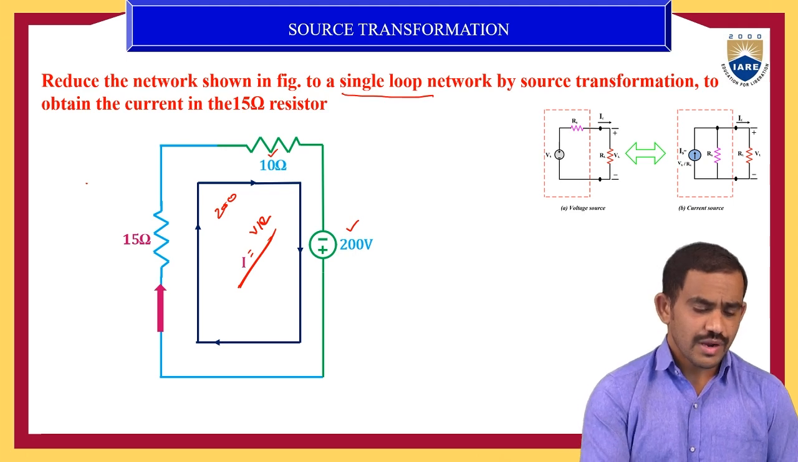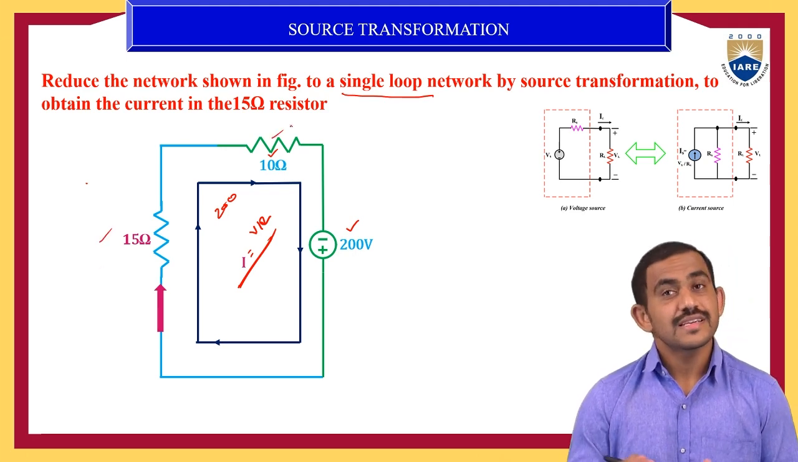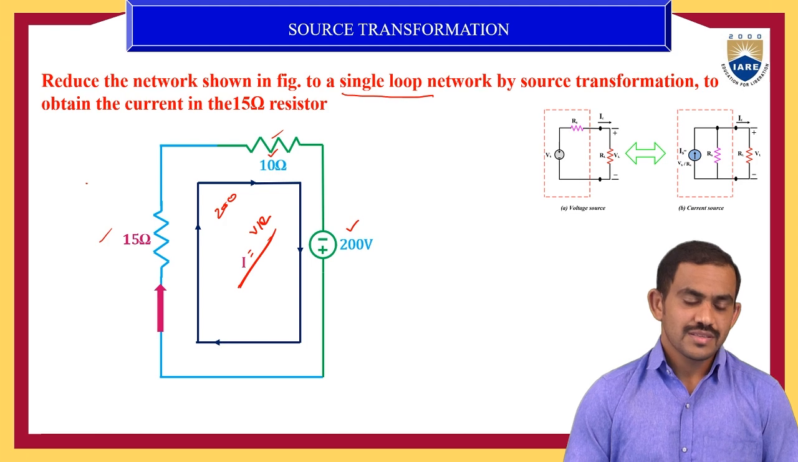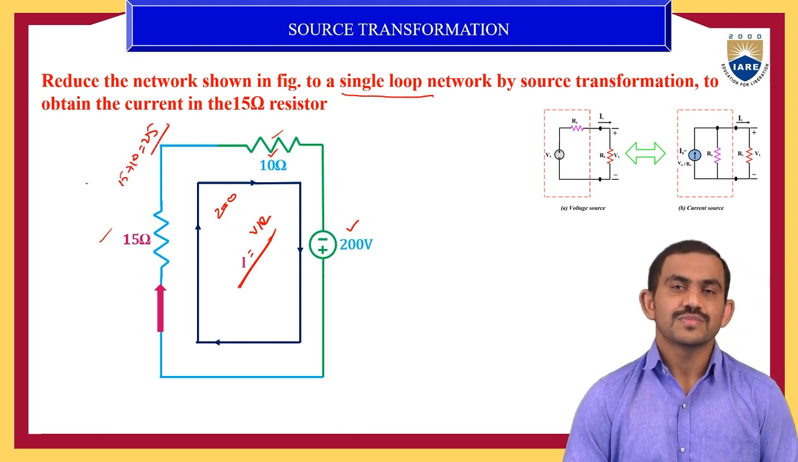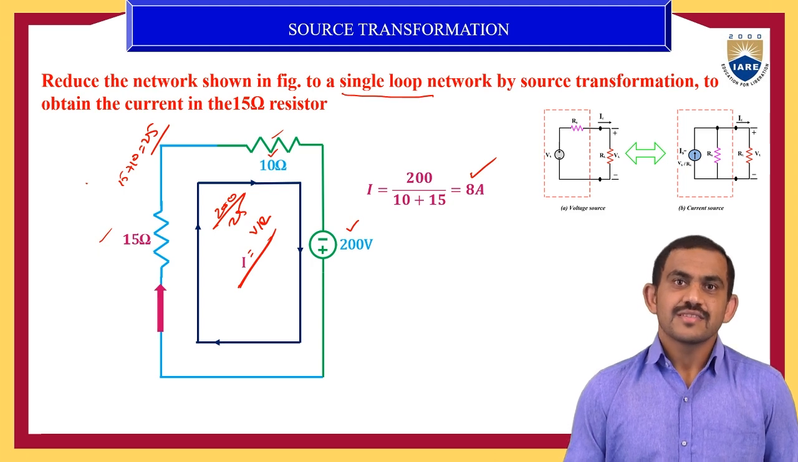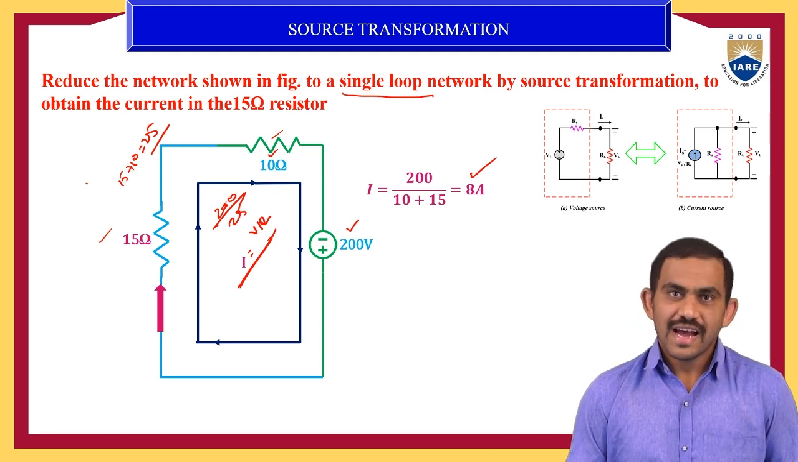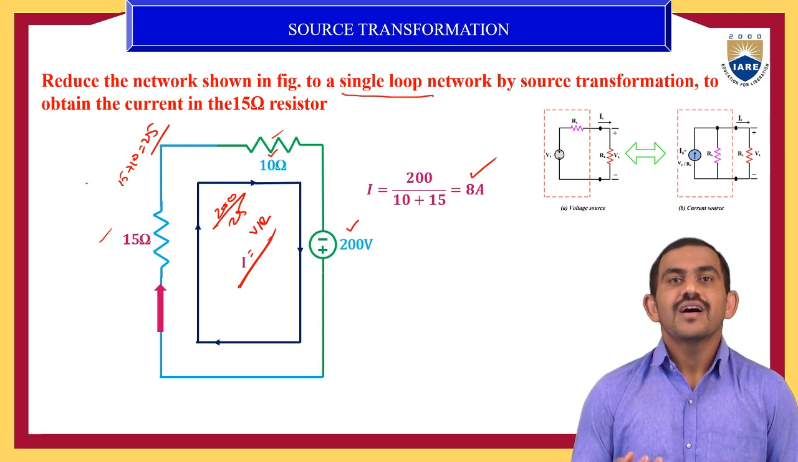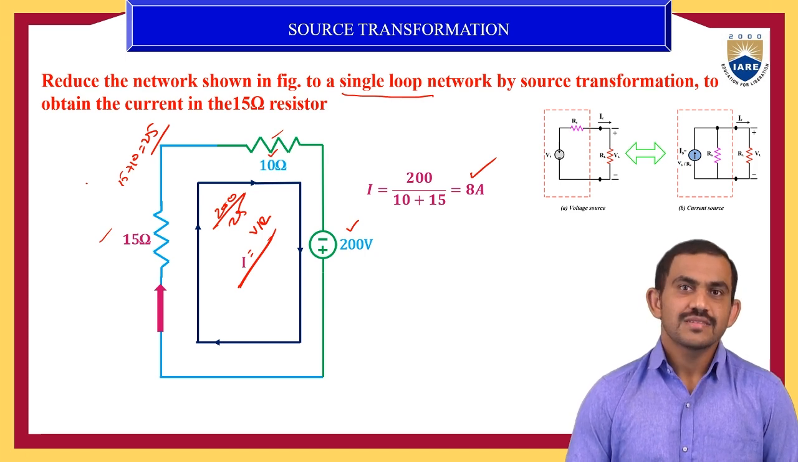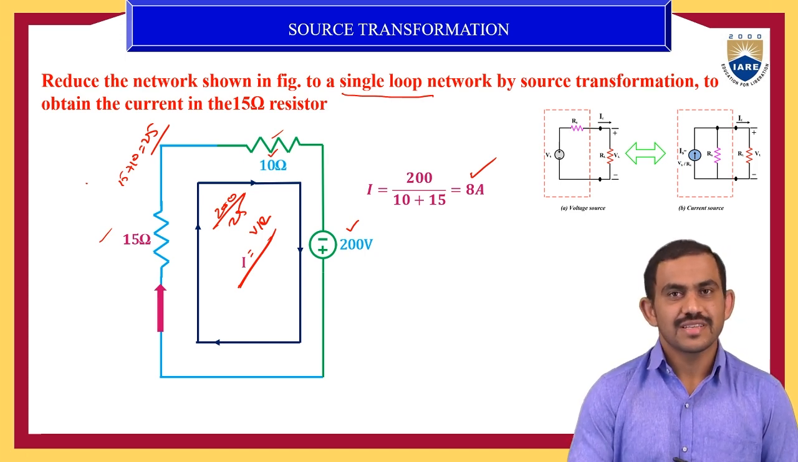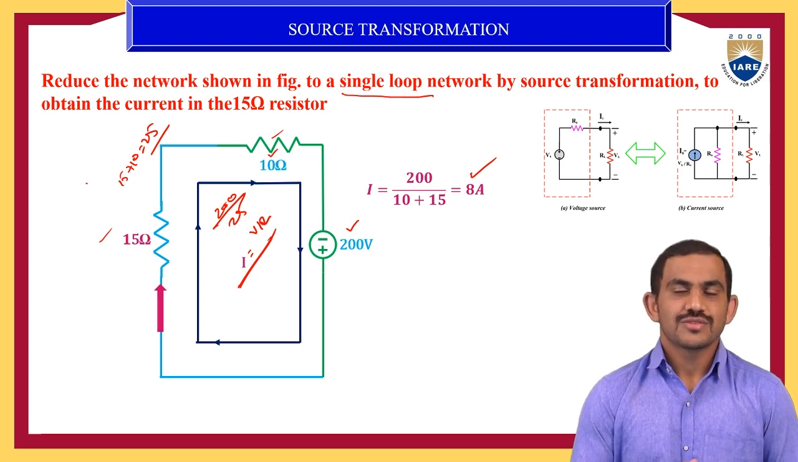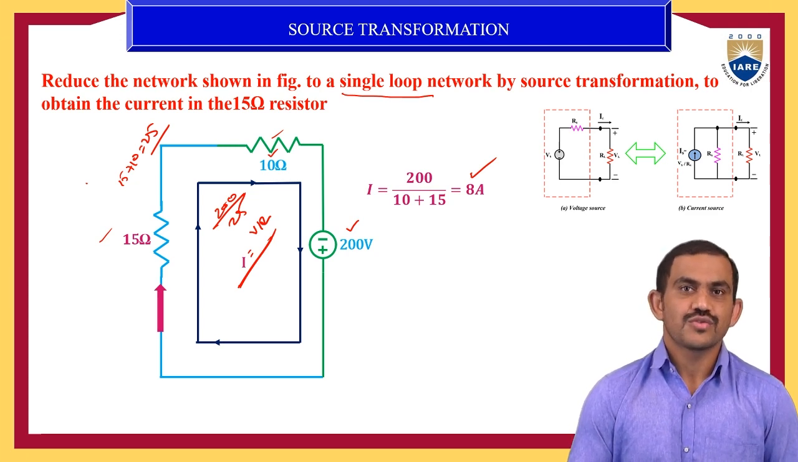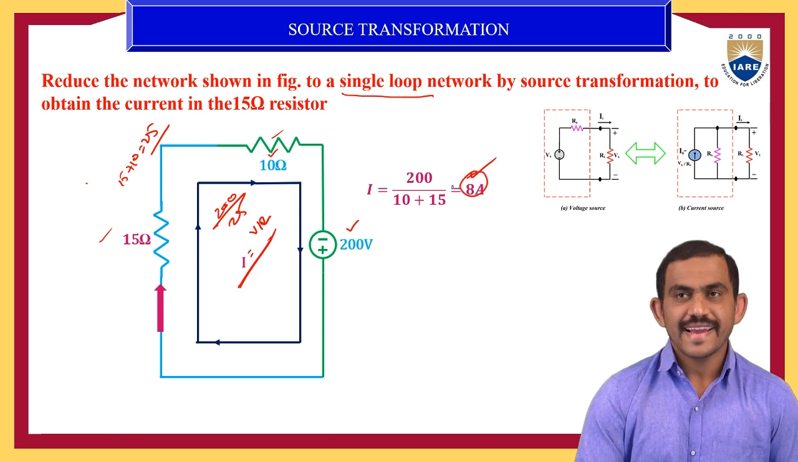So here we have two resistors, both are in series. That means 15 plus 10. How much? 25 ohms. So only one current we have. So I equal to V by R. I know the V value, I know the R value. Here R is total R. In your circuit we have two resistors, 15 as well as 10 ohms. So 10 plus 15 will get 25. 200 by 25 will get 8 amps.